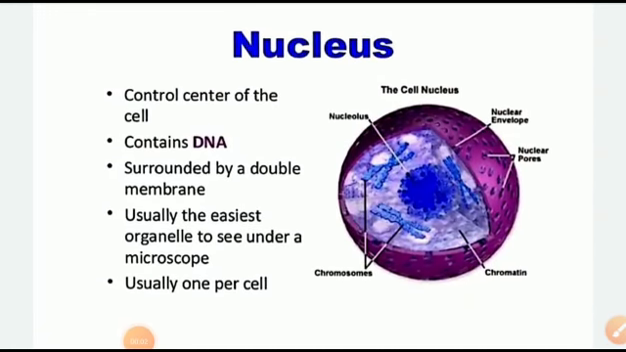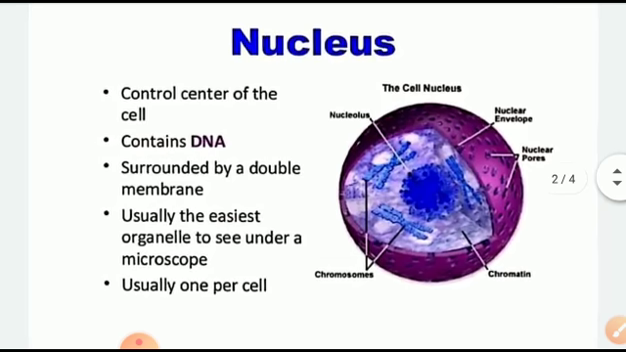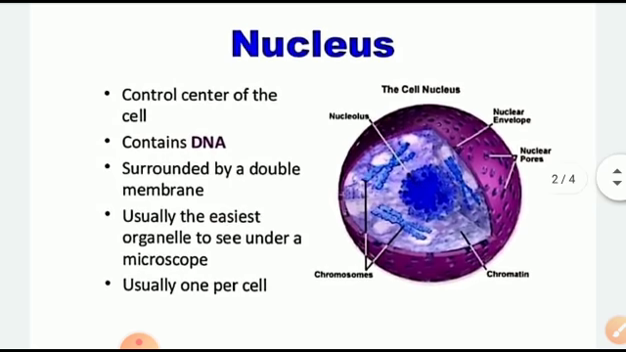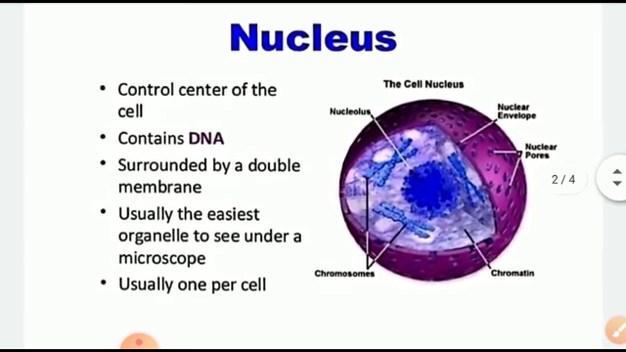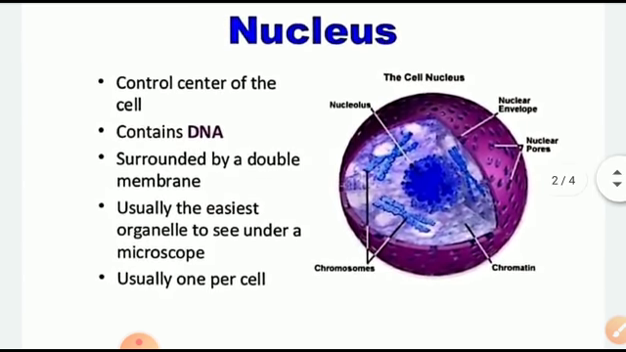Good morning, students. Today we are going to discuss the nucleus. The nucleus is one of the prominent structures found in the cell, and it is called the brain of the cell. Why? Because it controls all the activities of the cell, and it determines the basic nature of the cell. The nucleus is called the control center of the cell.